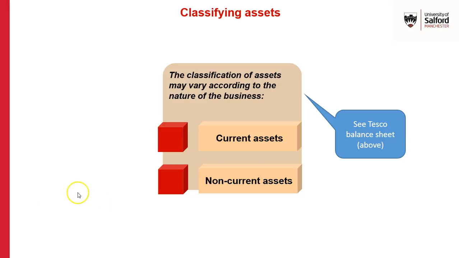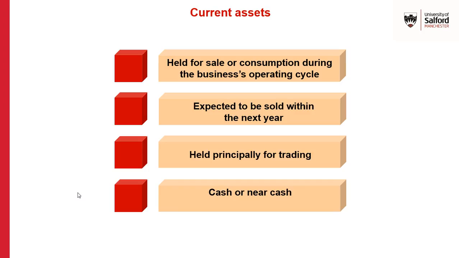So we've had a quick look at the Tesco balance sheet. Current assets, I think we've covered these items. Expected to be sold within the next year. Yeah, sort of. Cash is current assets, and we're not selling cash. It is there for trading reasons principally.